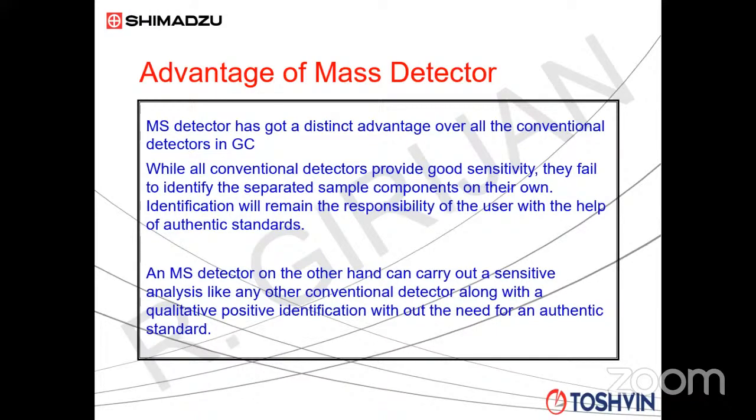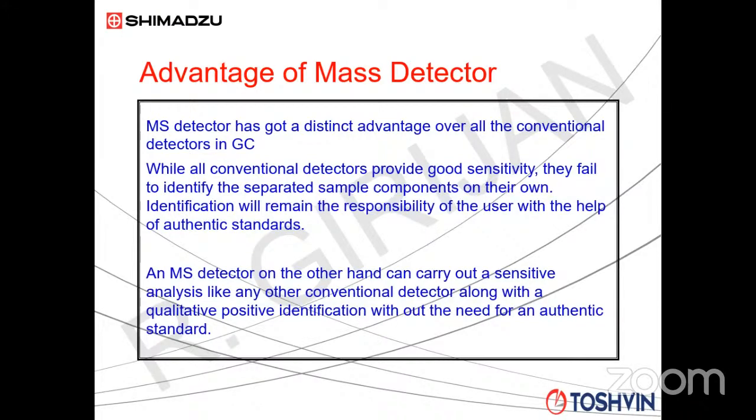Now when we talk about a mass detector, what is the advantage of a mass detector over all the other conventional detectors? All the conventional detectors are very, very sensitive. I told you ECD is extremely sensitive. All other detectors are very sensitive. So they can give a very wonderful analysis. You can get wonderful sensitivity for even very low level concentrations of your targets. But the problem is the detector cannot tell you what the compound is. It becomes your responsibility to identify the compound using a reference standard. But getting a reference standard all the time is a Herculean task.